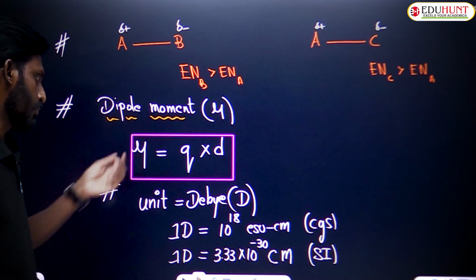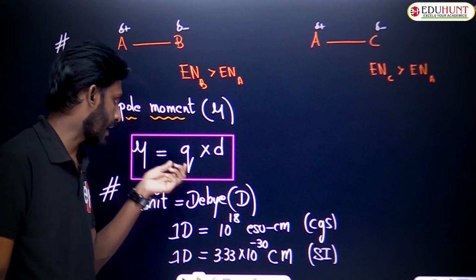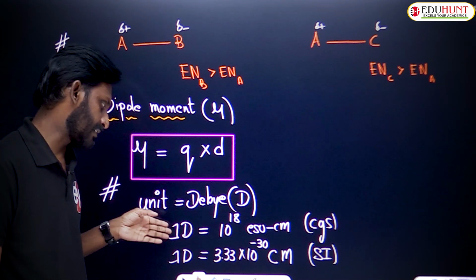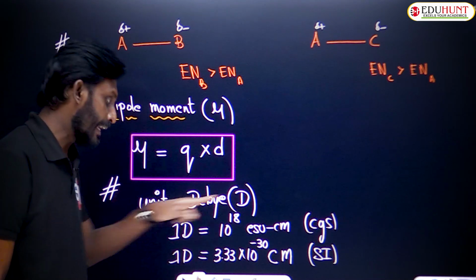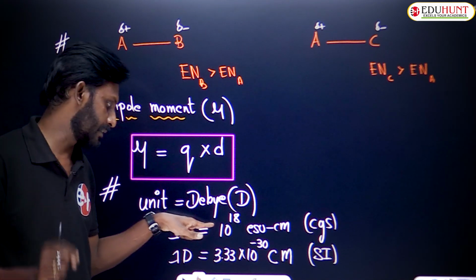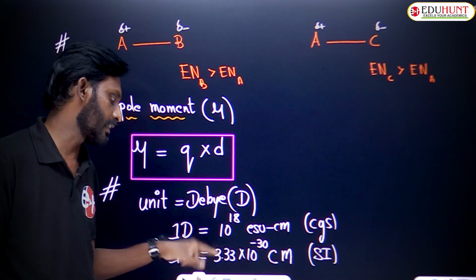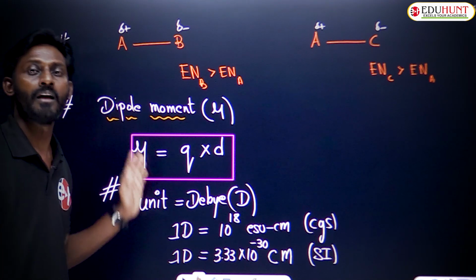So the unit for dipole moment is the charge unit into the distance unit. In the CGS system, the unit for dipole moment is debye: 1 debye is equal to 10 to the power of minus 18 ESU centimeter. The same value in the SI system is 3.33 into 10 to the power of minus 30. Anyhow, this is dipole moment.